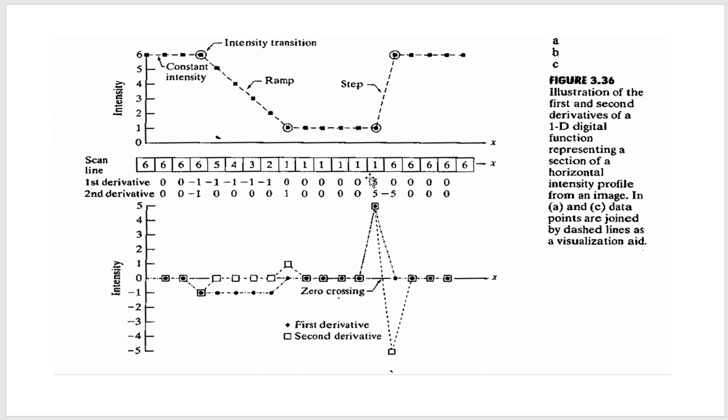Similarly, you have to write the values. 6 minus 1 is 5. For the second derivative, you have to consider the first derivative line as the scan line, and then subtract one term from another. You'll write the same 0 here, 0 minus 0 is 0, minus 1 minus 0 is minus 1, and continue. So this is the second order derivative. Here the points represented by dots represent the first derivative, and the boxes or rectangles represent the second derivative.